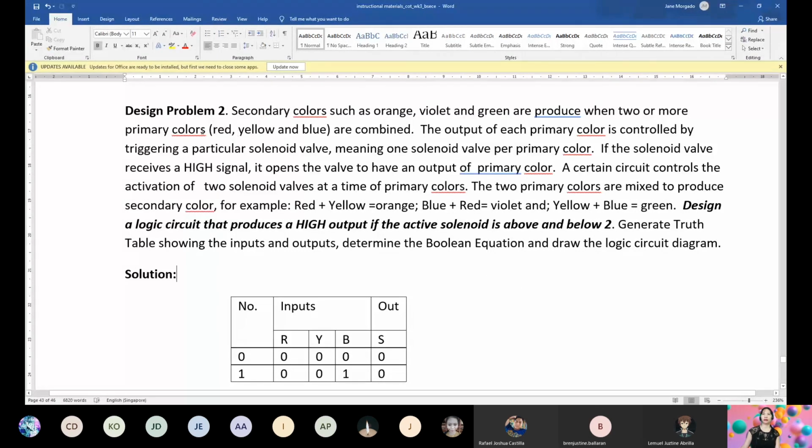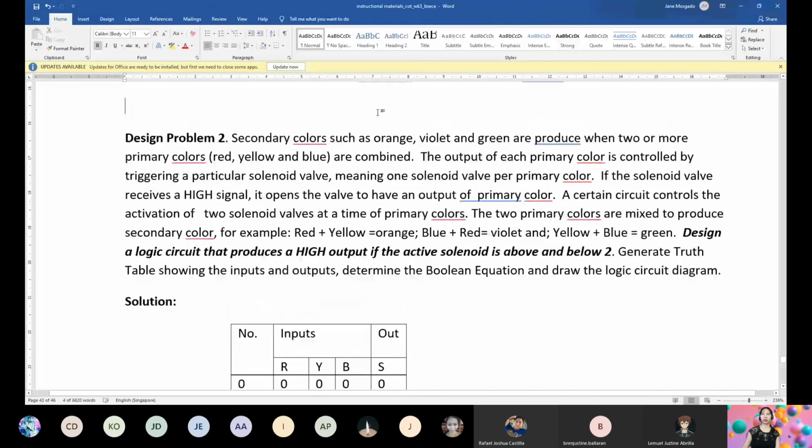But then if there are 3 solenoid valves that are open, let's say lahat sila, red, yellow, and blue combined, anong output nun? Makakaproduce ka ba ng orange, violet, and green? No. Di pa rin, di ba? In actual, nagiging black yan, di ba? Black or brown. Tama ba? So, hindi pa rin. Kasi ang desired output mo is orange, violet, and green.